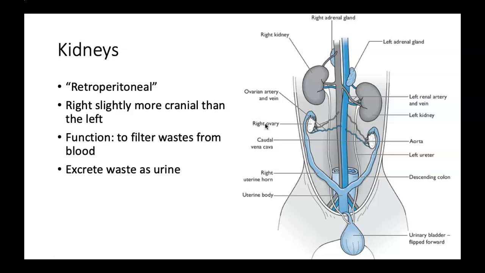The right kidney sits slightly more cranial than the left, so that's good to know for labeling when you have images to label for looking at a dog and a cat. Then the right kidney, of course, is more cranial. And the function of the kidney is to filter wastes from the blood and then excrete the wastes as urine.